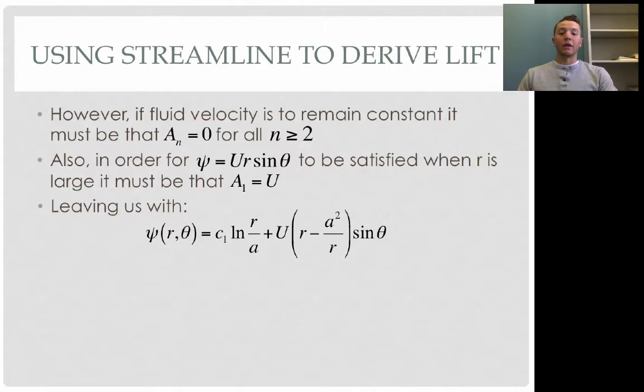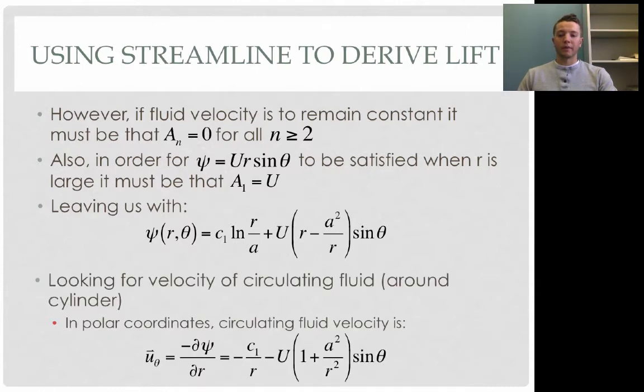And that is basically, we've gotten rid of the summation now because we know that the a_n are all equal to 0 for all n greater than or equal to 2, so we don't have to worry about the summation anymore. And if we're looking for velocity of a circulating fluid around a cylinder, in polar coordinates, we know a circulating fluid velocity is the partial of u with respect to theta, and that equals the negative partial of psi with respect to r. And if we take that partial, we see that that's equal to negative c1 divided by r minus big U, quantity 1 plus a squared over r squared, multiplied by sin(θ).